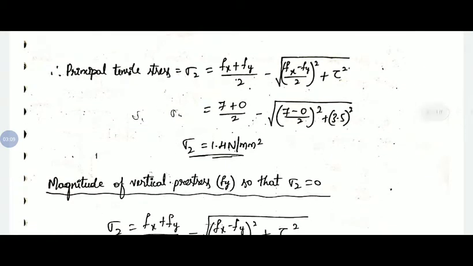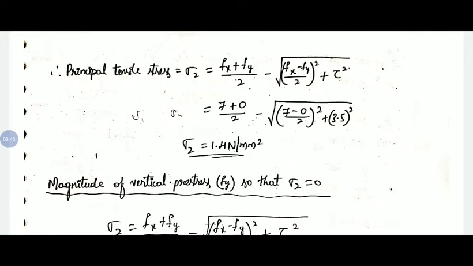So for principal tensile stress, for tensile stress we need to consider negative, and for compressive stress we need to consider positive. So sigma 2 equals (Fx plus Fy) by 2 minus square root of ((Fx minus Fy) by 2) whole square plus tau square. On substituting values, here Fy will be 0 because there is no vertical pre-stressing we are doing. Only horizontal pre-stress is given, 7 Newton per mm square. So Fy will be 0. Sigma 2, we will get the principal tensile stress as 1.4 Newton per mm square.